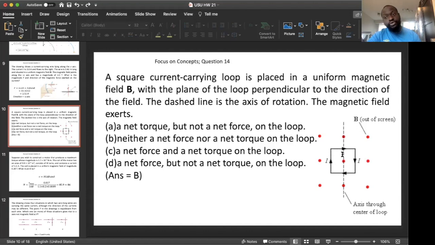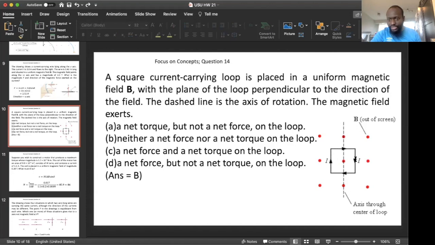And we won't have any torque at all, because the forces are not in a direction to cause a torque. They are all coming to the center. This one is coming to the center. This one is coming to the center. You cannot cause rotation that way.